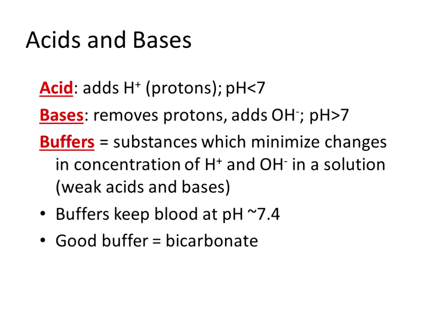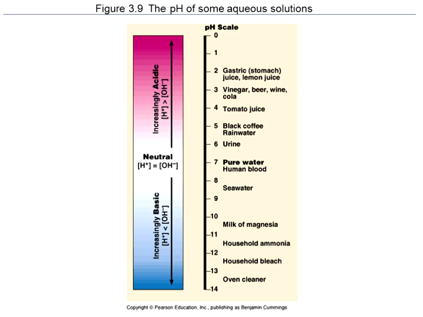So anything close to that 7 on the pH scale is usually considered a buffer, because it can help stabilize and neutralize the change of a solution from an acid or a base, a strong acid or base. So they help keep our blood at a pH level of 7.4, so our blood is slightly basic. One example of a good buffer is bicarbonate, which is something that our pancreas does secrete.